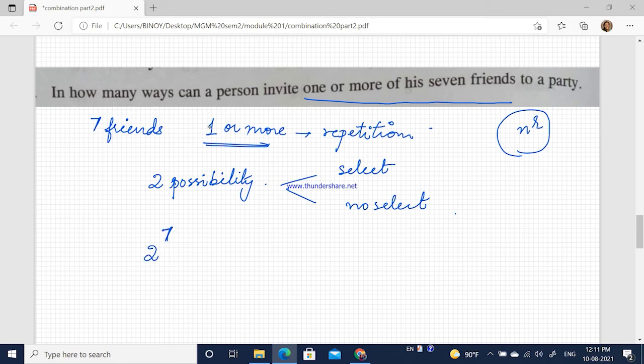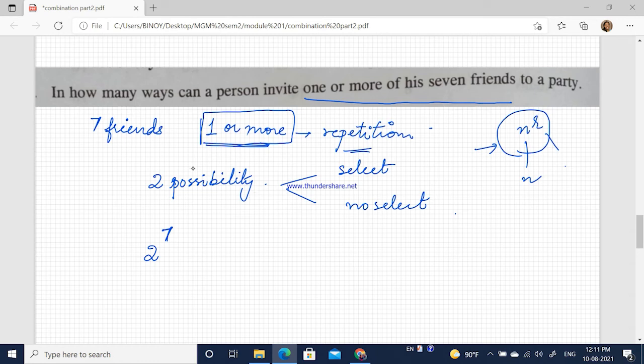Seven friends, you have a condition that you can select one or more. That means repetition is allowed. In the case of a permutation with repetition allowed, the formula was n raised to r. Here we are stuck with which number should be taken as n and which as r.